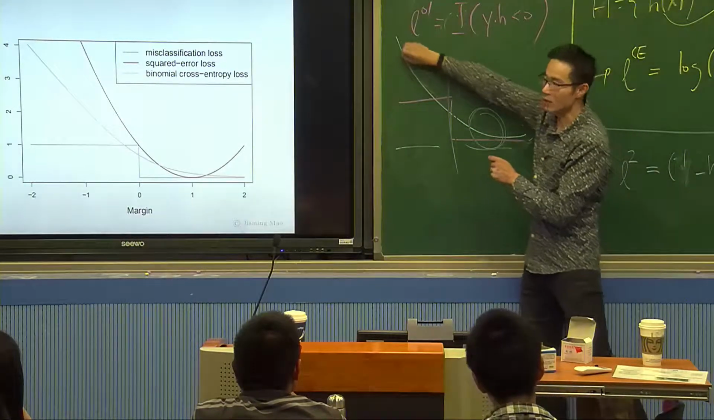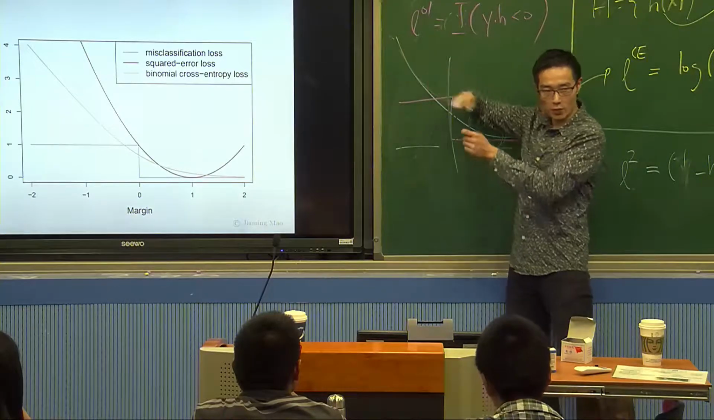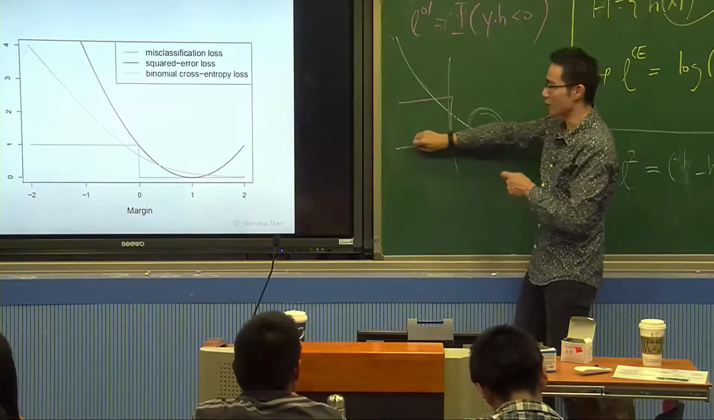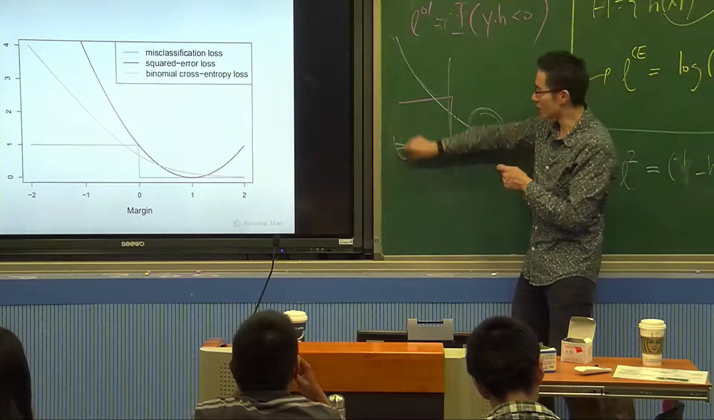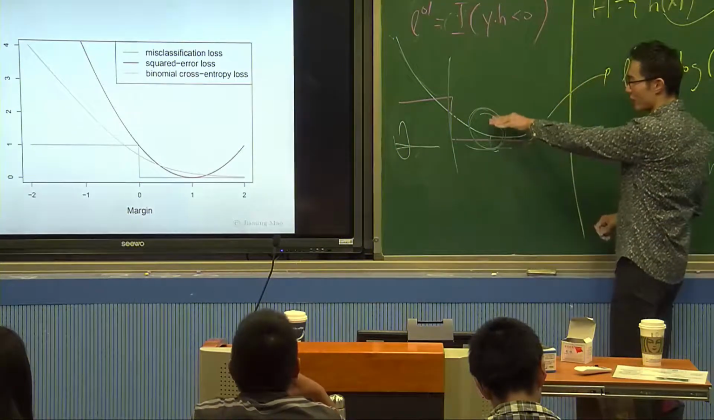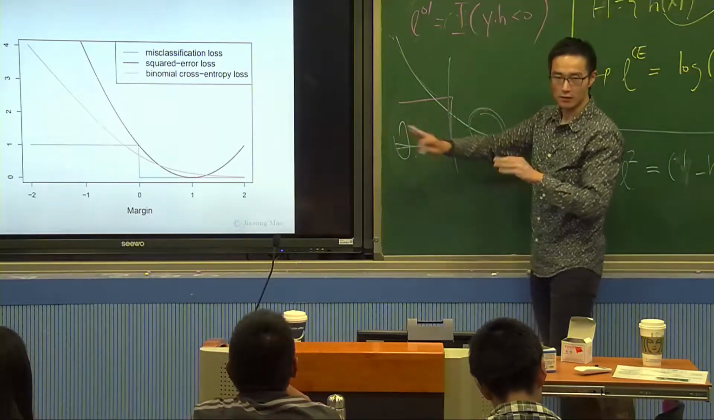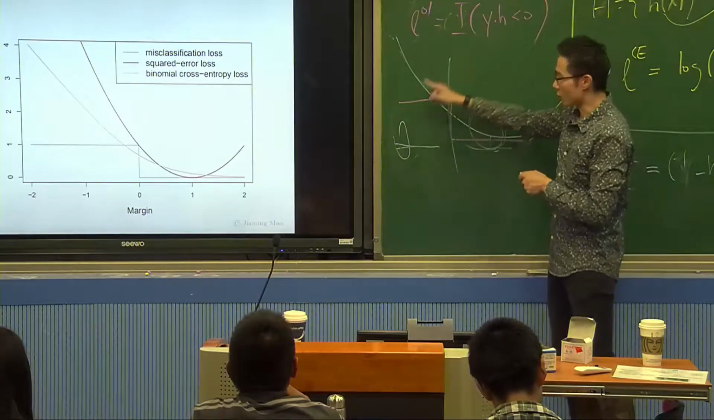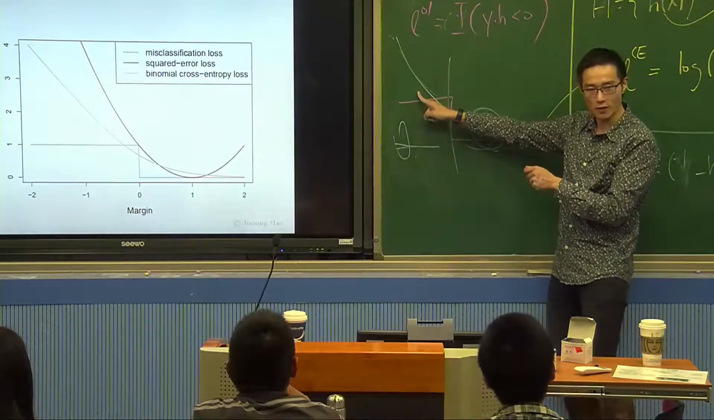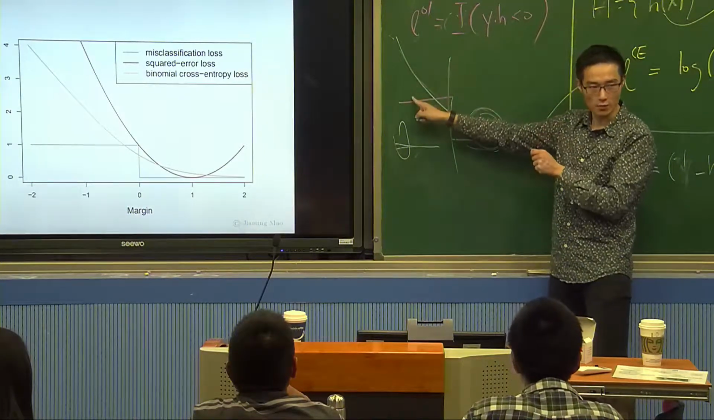We only want to penalize. We want to have large penalty if our prediction is incorrect. Here is incorrect. Here is correct. So we have a small loss here and a big loss here. That makes a lot of sense. That is logistic regression. This is the cross entropy loss function used by logistic regression.